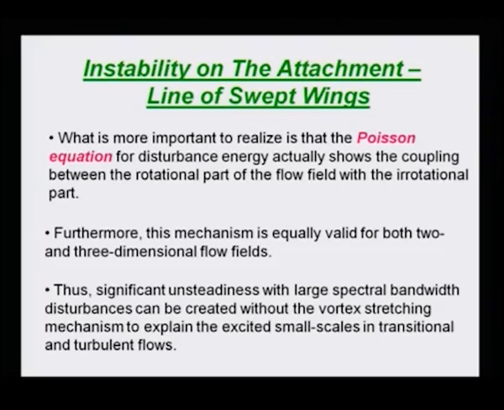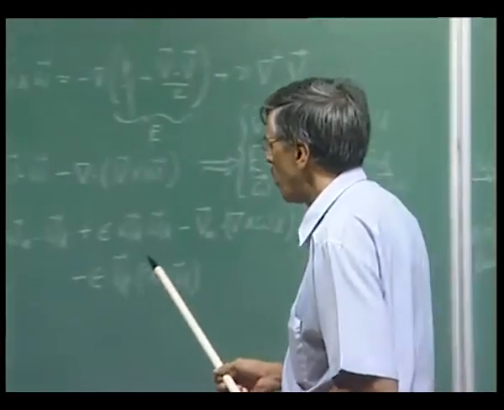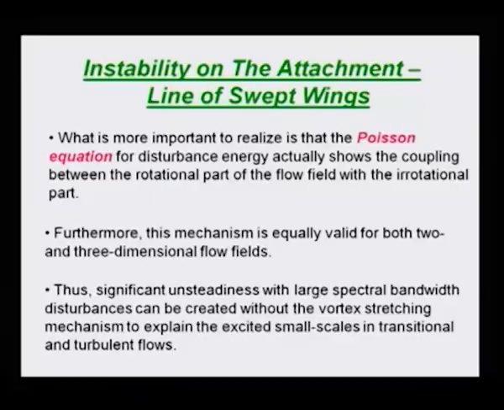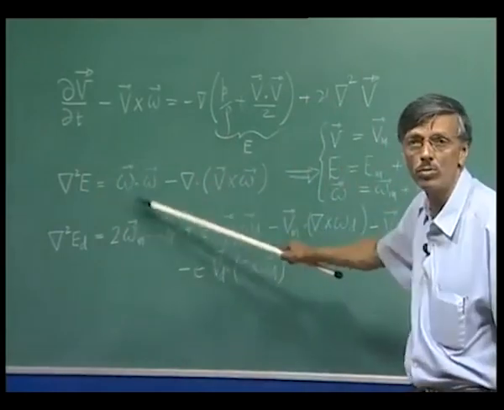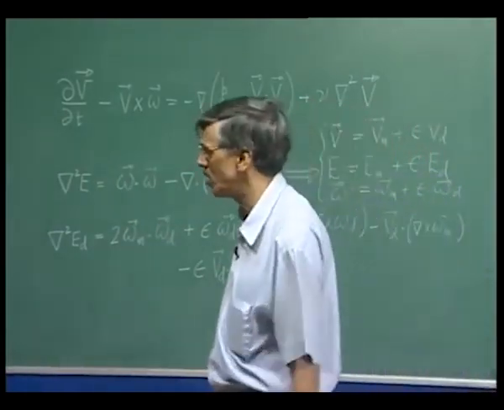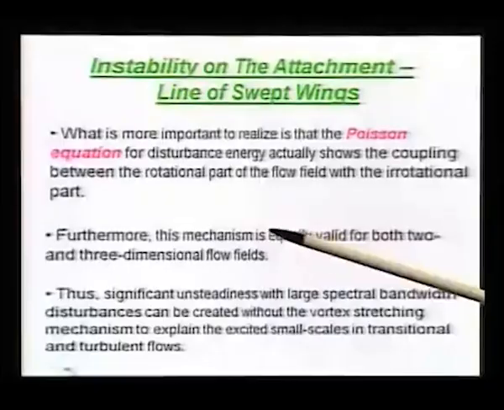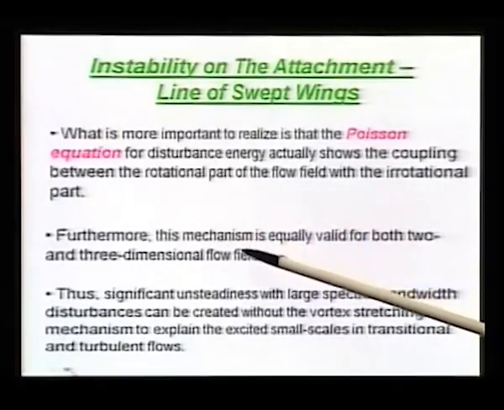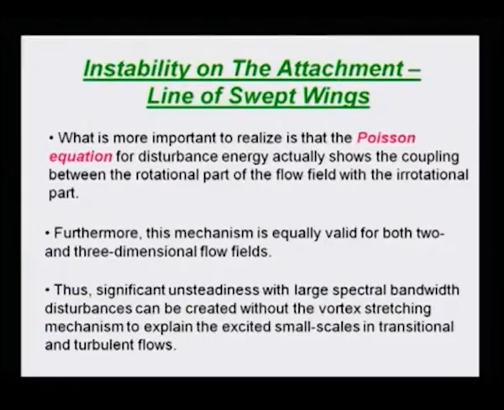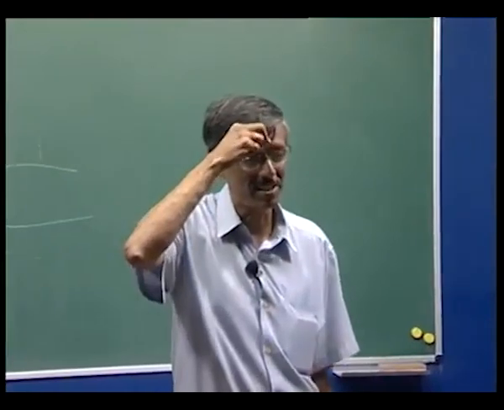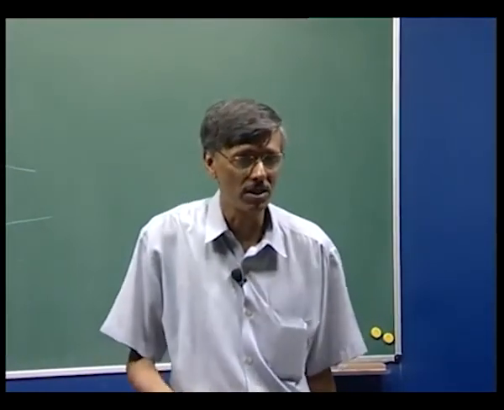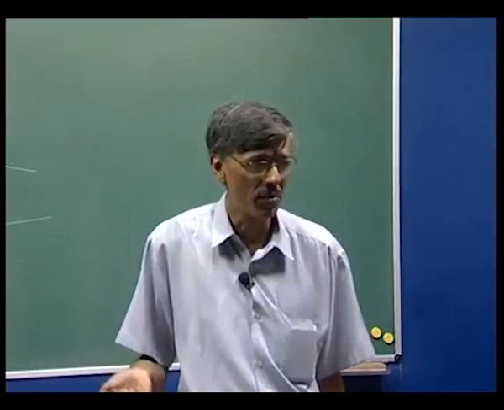So, we understand that this Poisson equation that we have written for disturbance energy actually shows the coupling between the rotational part of the flow field with the irrotational part. That is what I explained. This side shows you the irrotational part, this side shows you the origin from the rotational part. And this was also a very important point to note, that this mechanism of creation of disturbance energy does not depend on dimensionality. Whether we have a 2-dimensional flow or a 3-dimensional flow, this mechanism remains valid.